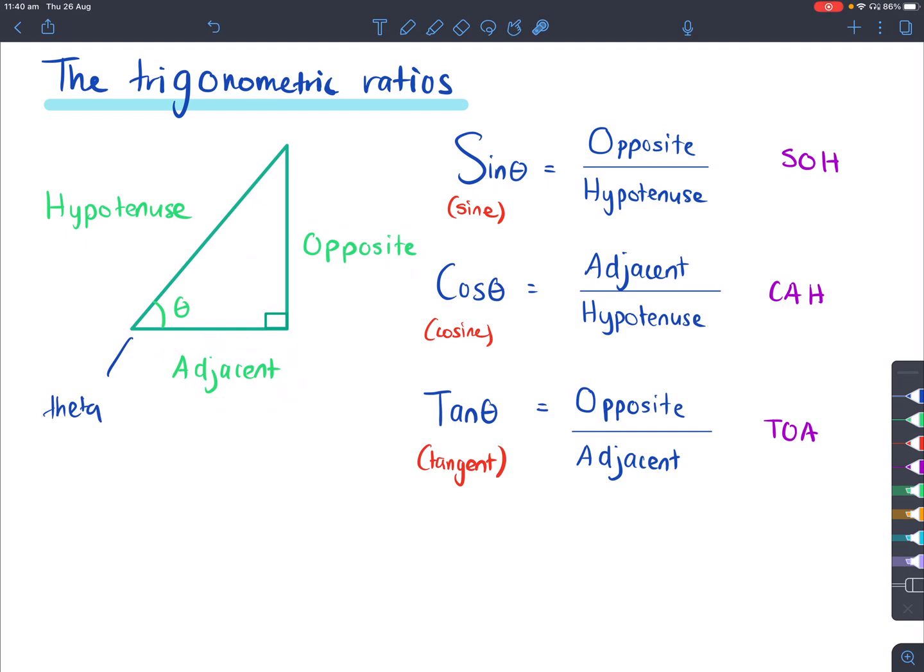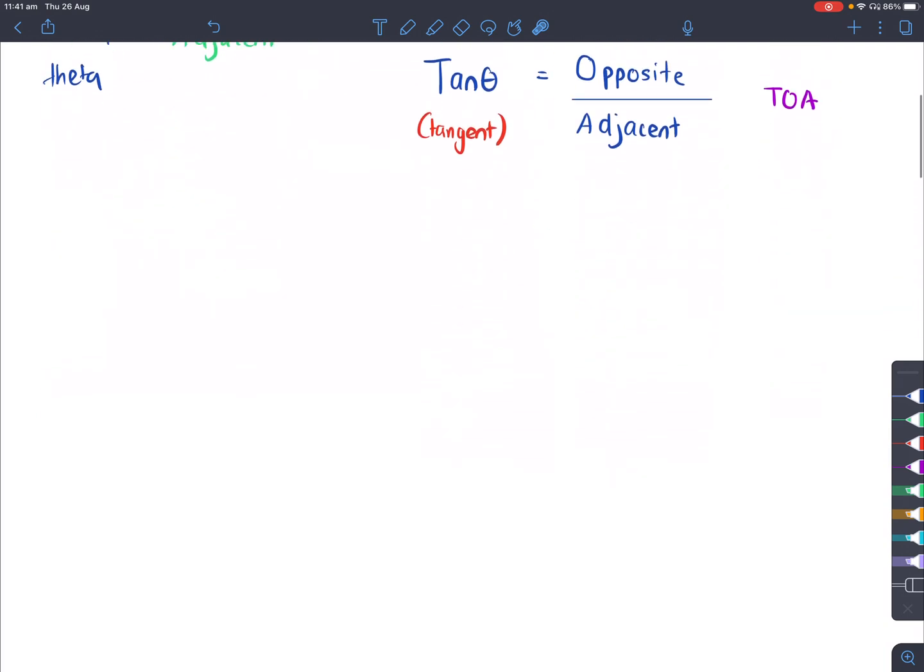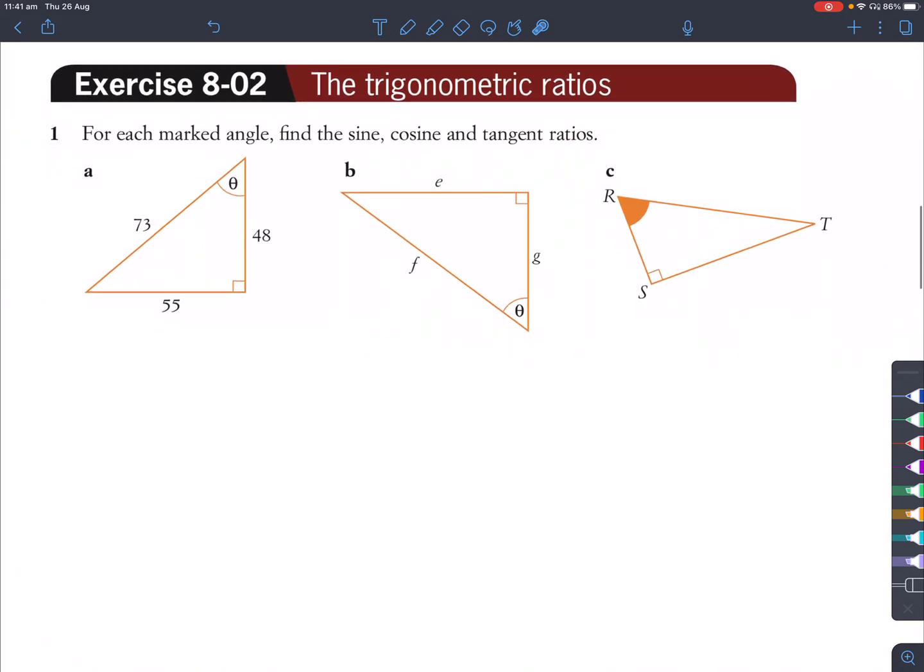So we have a mnemonic that we use to remember all this by using the first letter of sine, cosine, tangent, opposite, adjacent and hypotenuse. And from the ones I've circled, we can see that we get SOHCAHTOA. So SOHCAHTOA allows you to remember all these ratios, and that's what you use for every single question. Now, when we look at exercise 8.02, for each marked angle, find the sine, cosine, and tangent ratios.